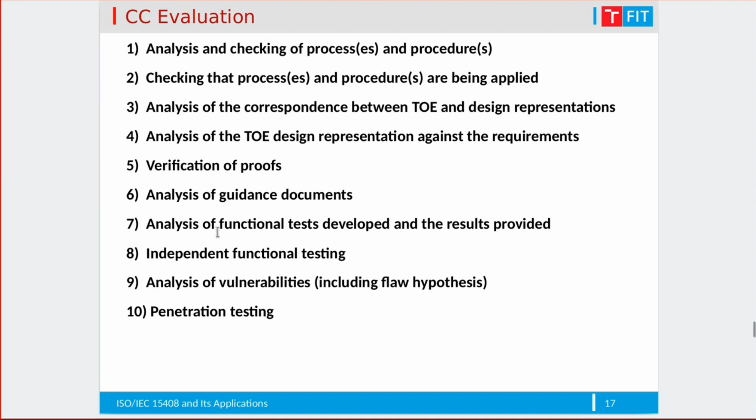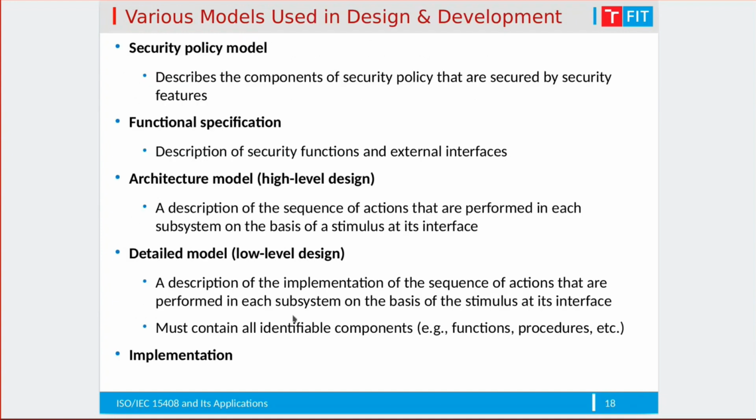In the sixth step, the documentation is analyzed. The seventh step contains analysis of functional tests, which were developed by the owner of the TOE, and their results as well. The eighth step contains independent functional testing by the evaluator, so it requires more effort. And the ninth step contains analysis of the vulnerabilities on the theoretical level. And the tenth step contains analysis of the vulnerabilities on a practical level by penetration testing.